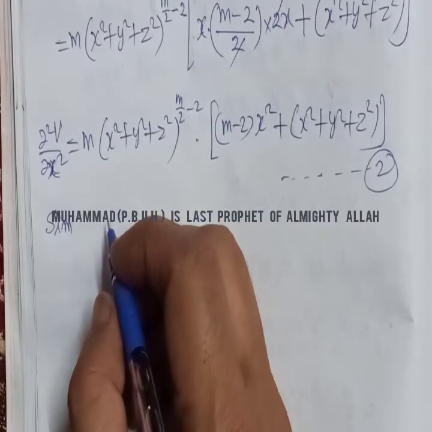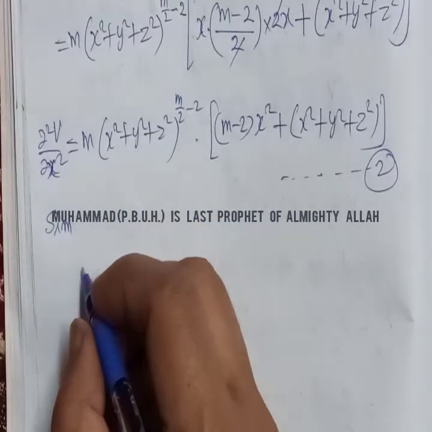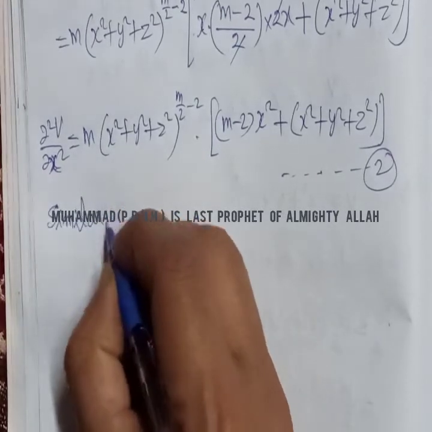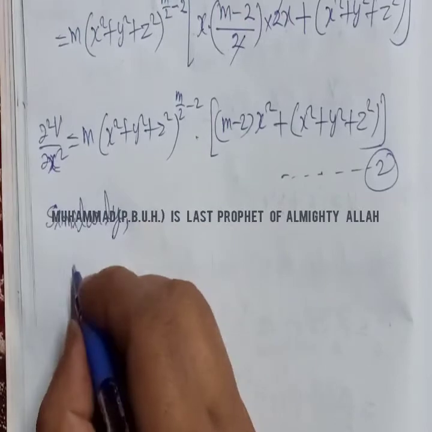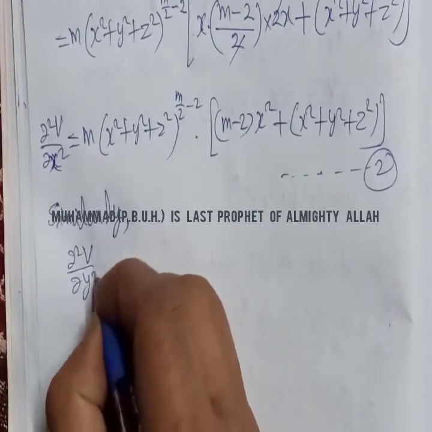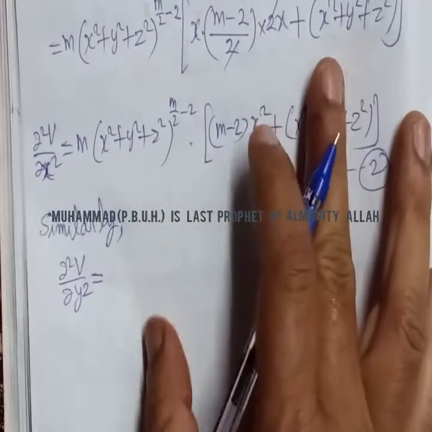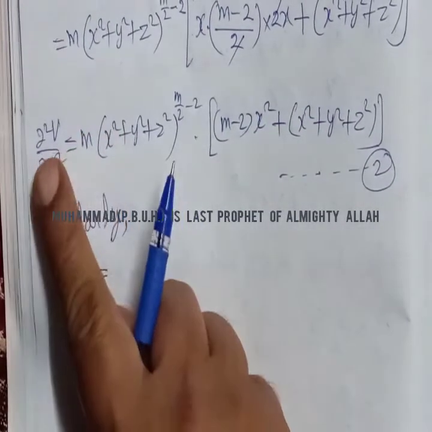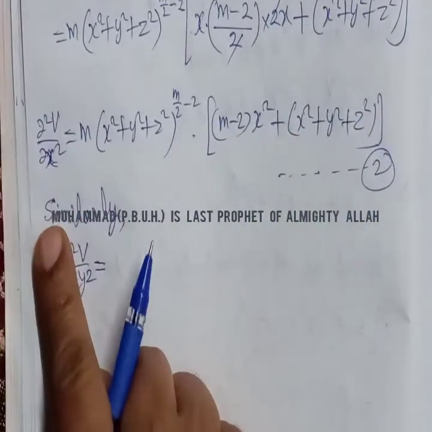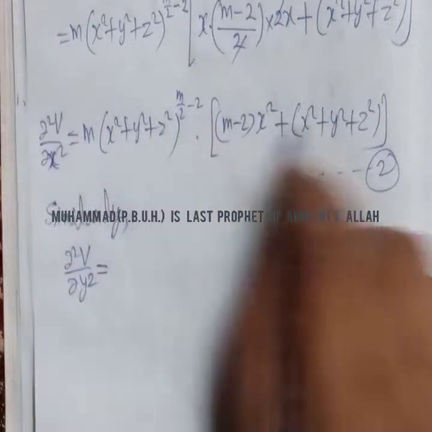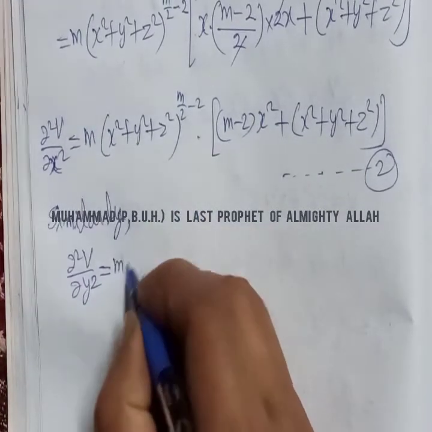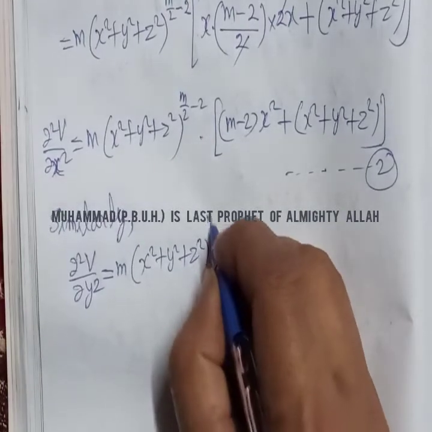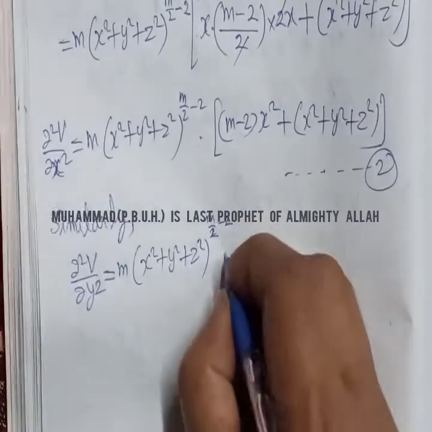So we can write similarly ∂²v/∂x². It is not necessary in examination to find out this value. It is enough to find out this value, and you can write similarly, according as m (x²+y²+z²)^(m/2 - 2). It is common to all.